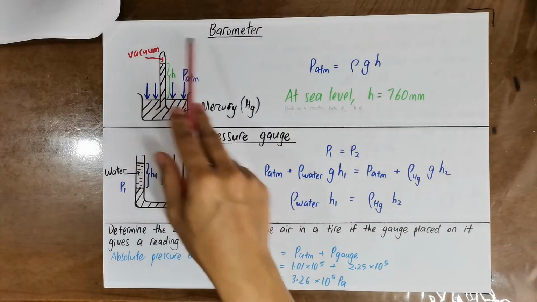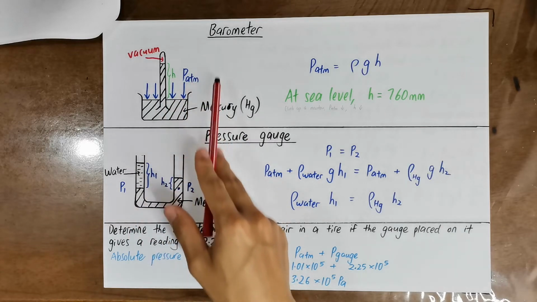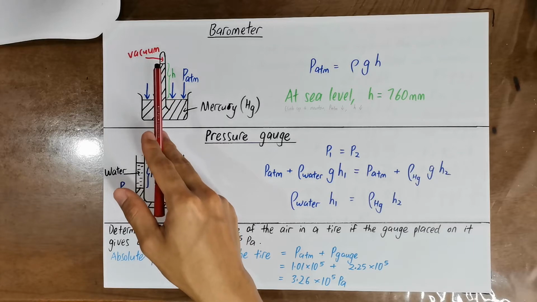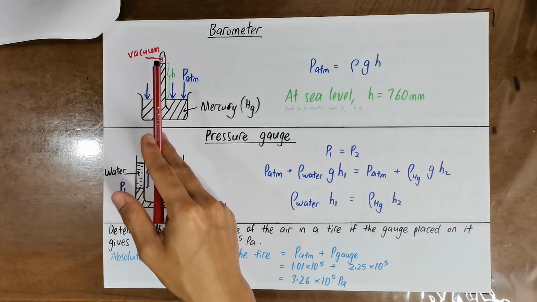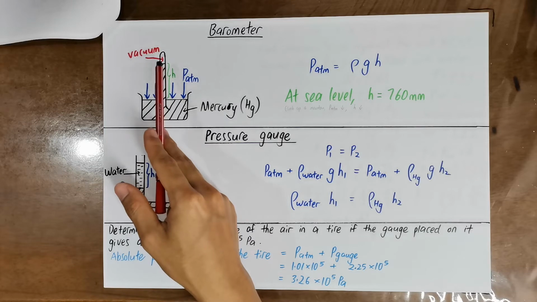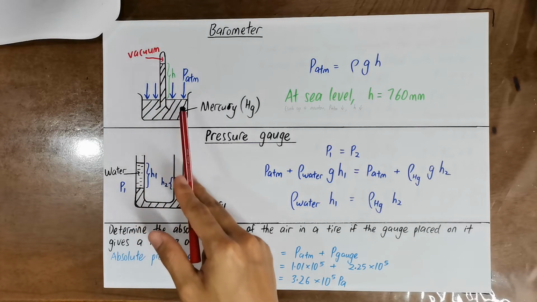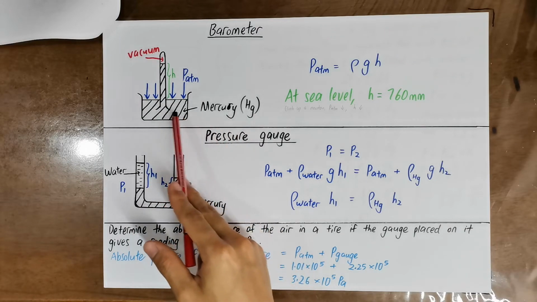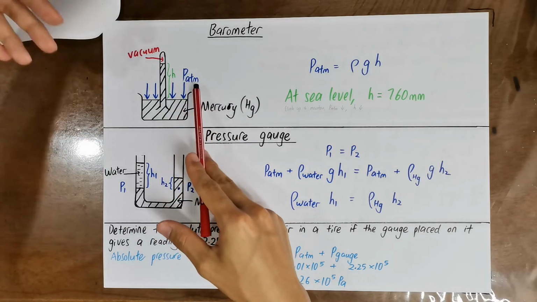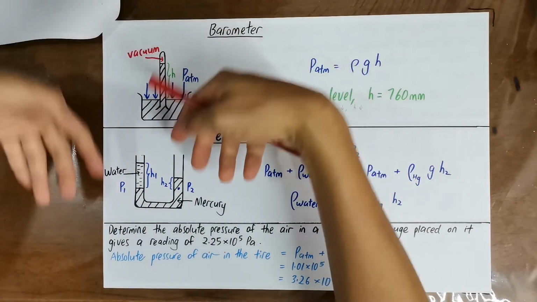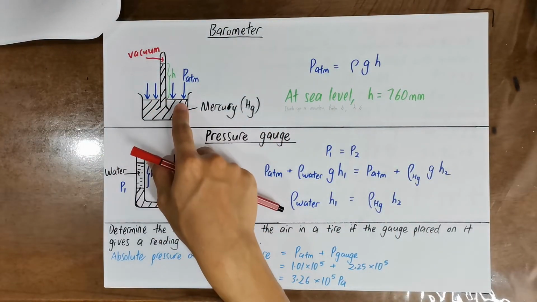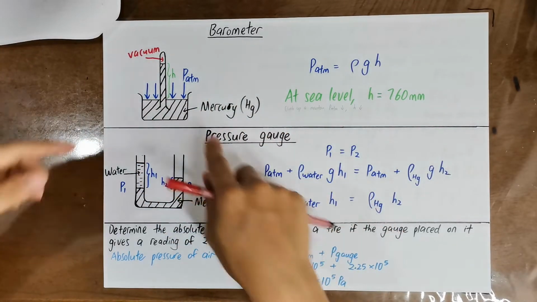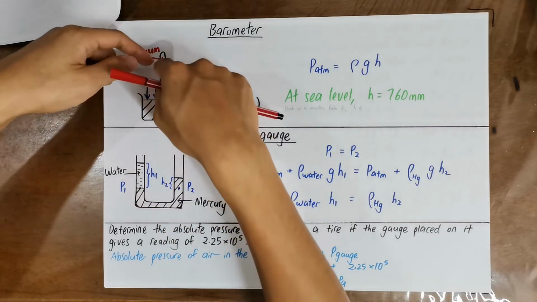So this is the simplest barometer. I believe that this is the first time ever in human history that we were able to create a vacuum in a laboratory. This is mercury, Hg. The atmospheric pressure pushes on the surface of the mercury, and therefore the mercury does not flow out.